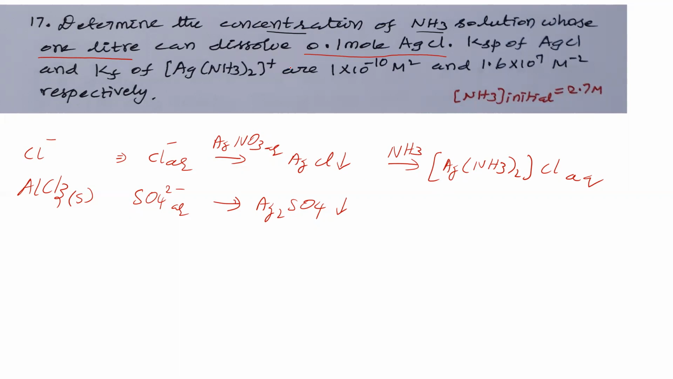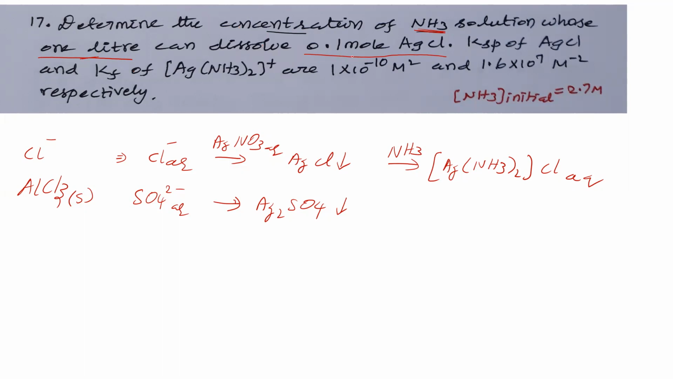Okay, so now we will go for the question. Here what is the question? We'll see: determine the concentration of ammonia solution whose 1 liter can dissolve 0.1 mole of AgCl. Okay, that means ammonia solution you are taking how much? 1 liter you are taking. That concentration we have to find. Ammonia solution concentration we have to find.